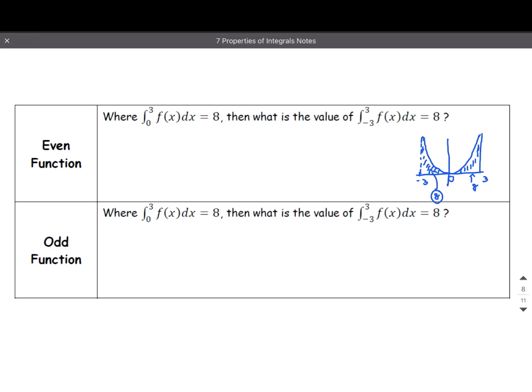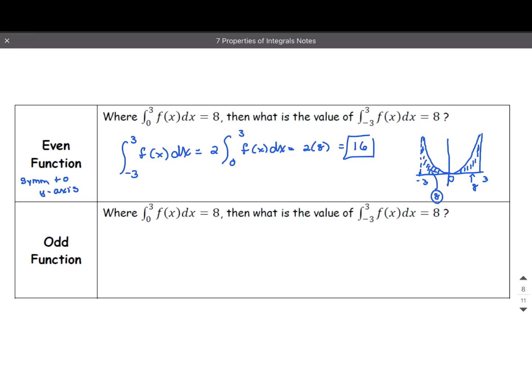So that means that the integral from -3 to 3 of f of x dx is equal to twice the integral from 0 to 3 of f of x dx. So this is 2 times 8, or 16. So it's nice to know when you have an even function that if you know the value of the integral on one side, you can double it to get the whole. Now, what about an odd function?